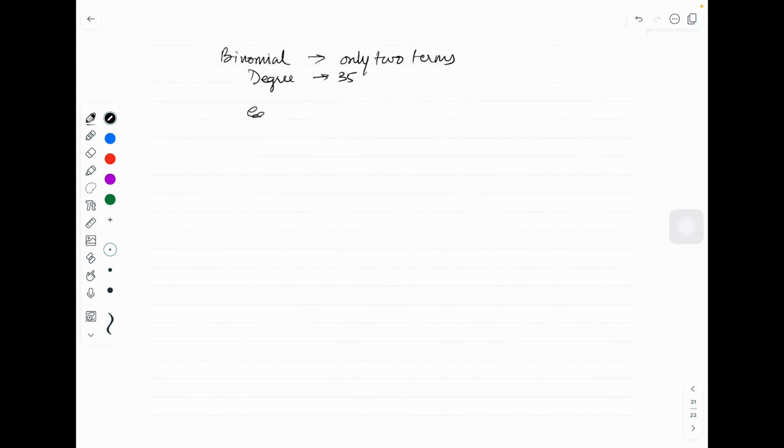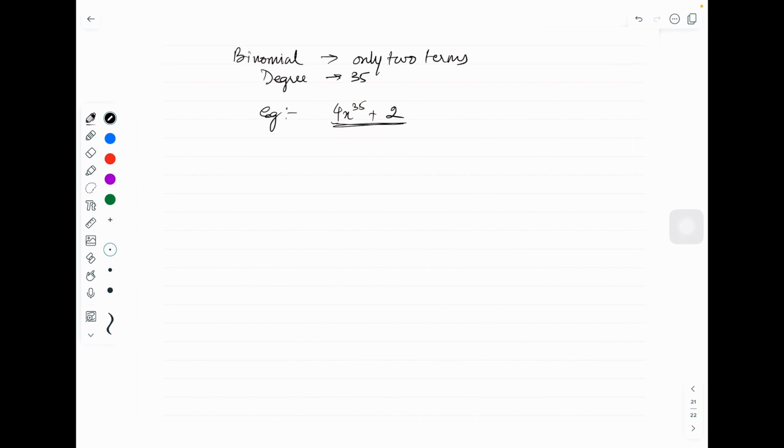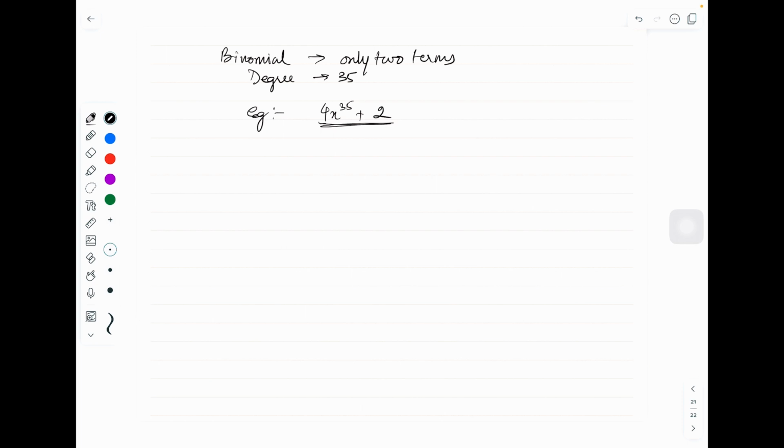So for example, you can take 4 x to the power 35. Any constant can be there. Plus you can take x to the power 34 also. I am taking only 2. Getting it? This can be an example. 1 x to the power 35 should be present because it is a binomial, meaning two terms should be there, and degree 35 means x to the power 35 should be there.